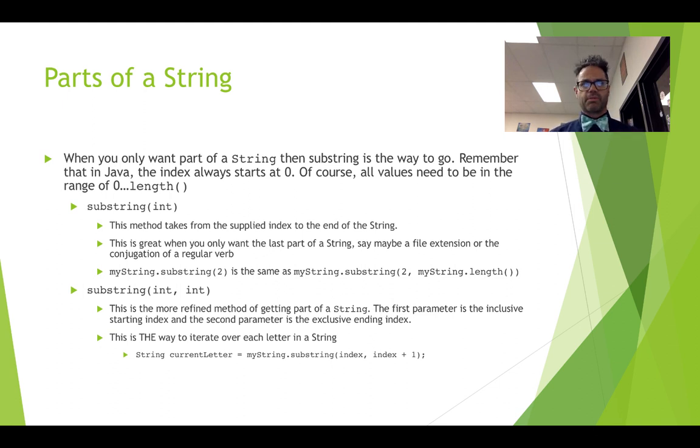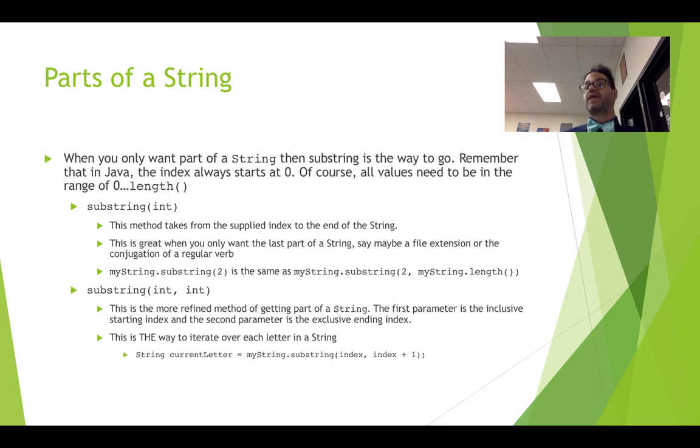However, the acceptable parameter when we're looking at this has a range of 0 up to and including length, because we'll see how that can be worked in some of our advanced videos. You have from 0 up to length for the spot that you can use because of the way the substring parameter works. So the first one we have is substring passing a single integer. This is an inclusive value, and what it does is it takes from that supplied index to the end of the string.